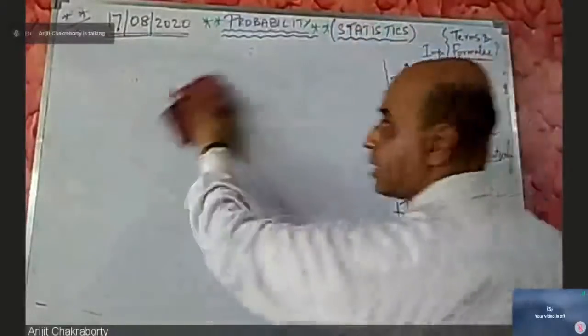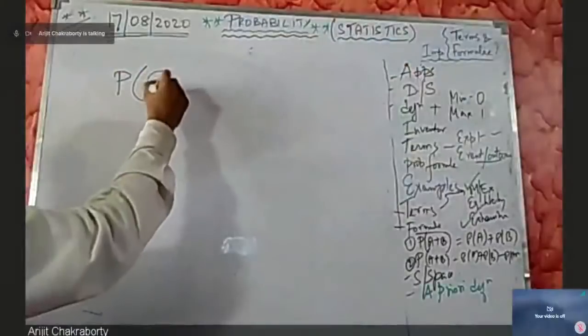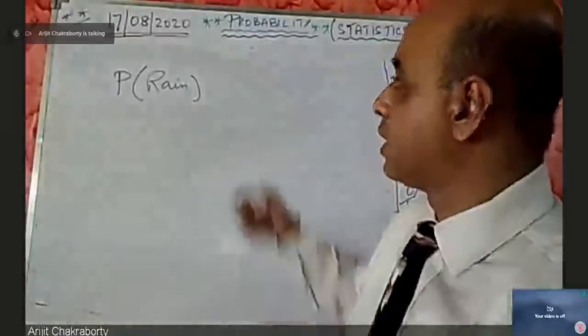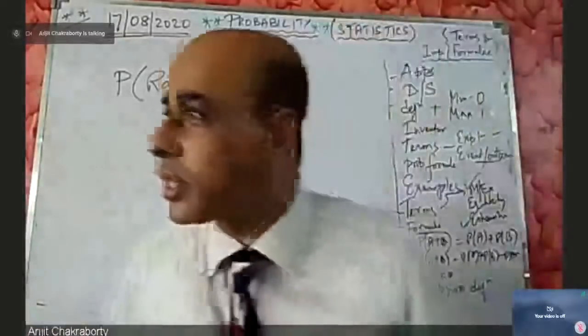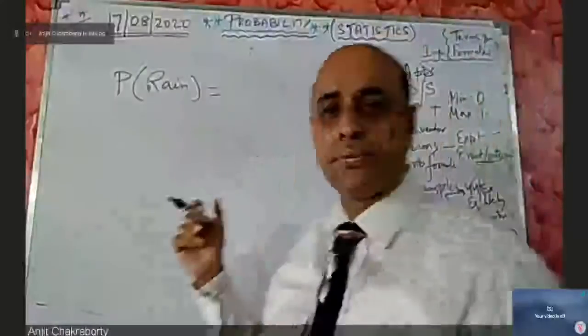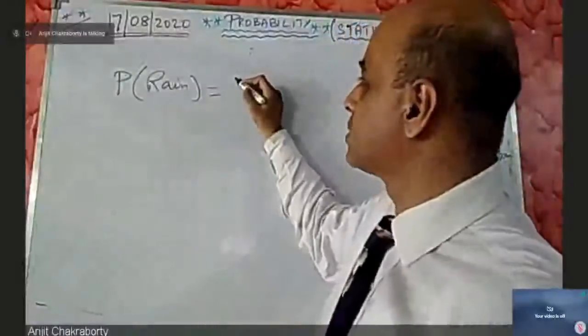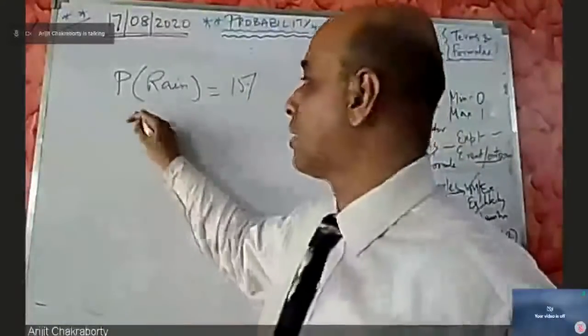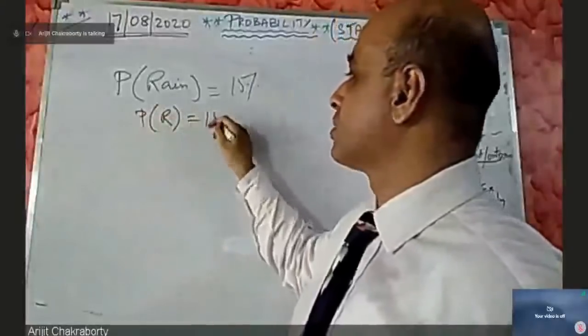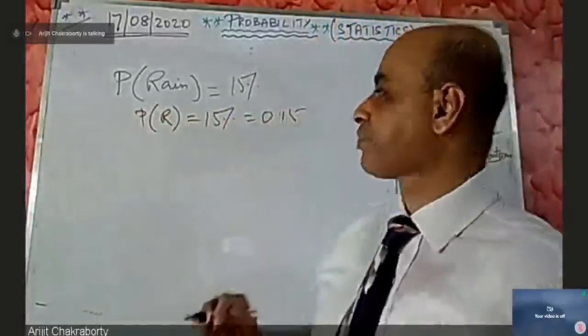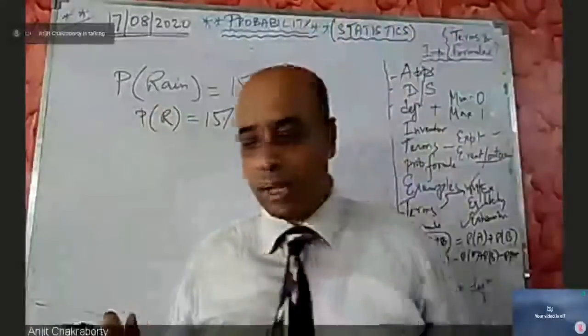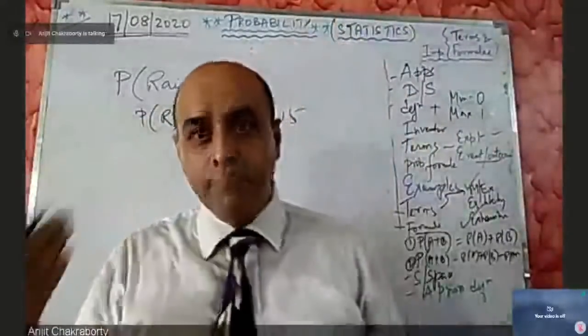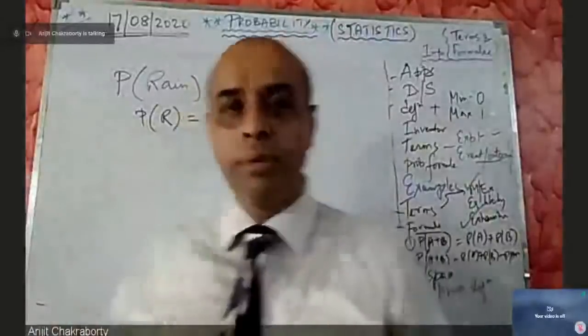Now if I say the chance, the probability of rain, the chance that it's going to rain today, looking outside, it's quite sunny. So the chance of having rain in the evening maybe is say 15%. Probability of rain, P(R), is 15%, that is 0.15. So if I ask you, what is the probability of the complementary event?